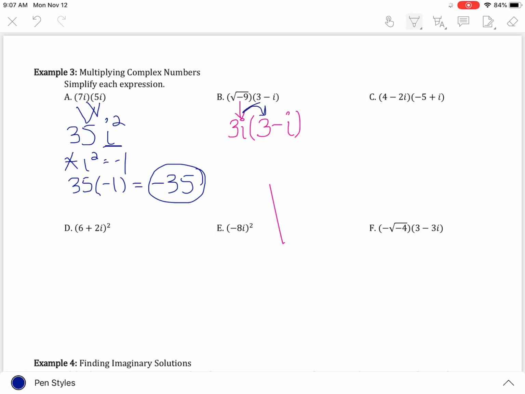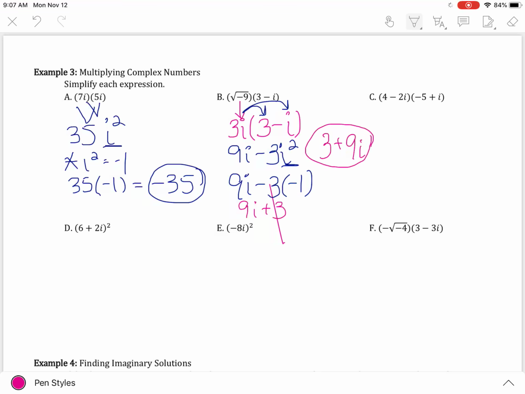So if you are distributing, you would get 9i minus 3i squared. Okay, remember, i squared is the same thing as a negative 1, so you actually have 9i minus 3 times negative 1. Multiply those together and you get 9i plus 3. This is not your final answer because it's not in standard form. Standard form has the 3 in front and then the imaginary numbers. So on Math Excel tonight, it'll ask you for it in standard form, so you want 3 plus 9i.